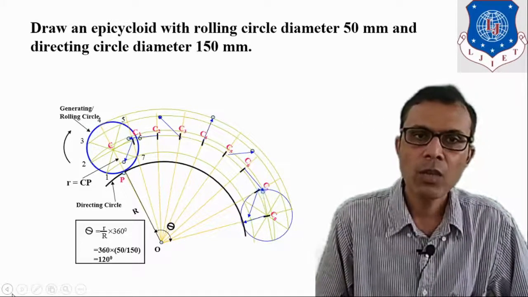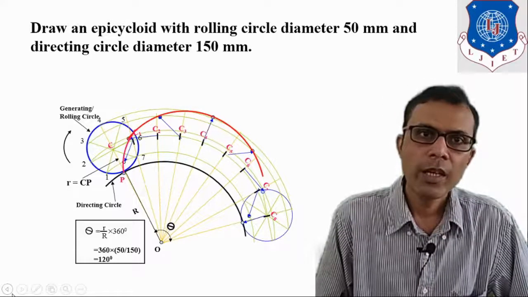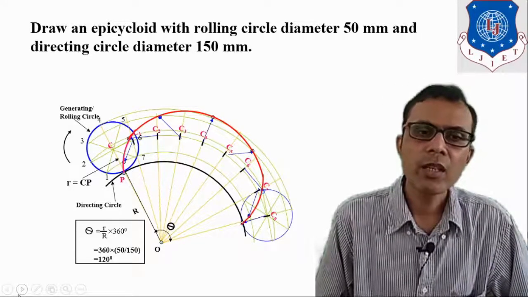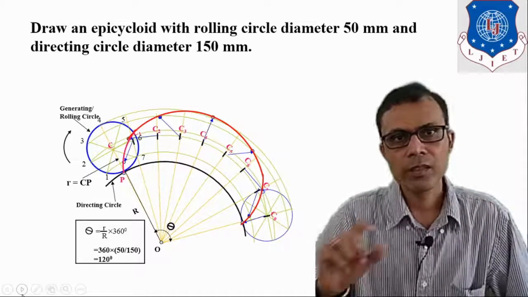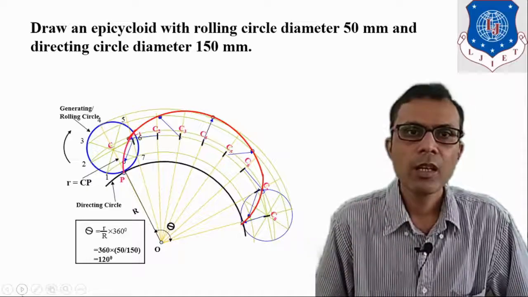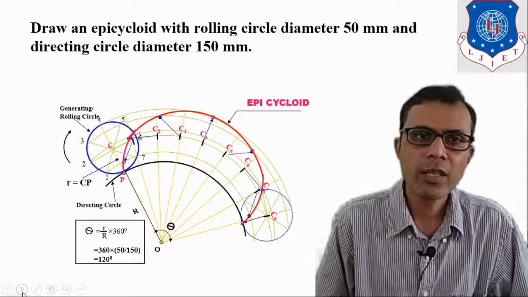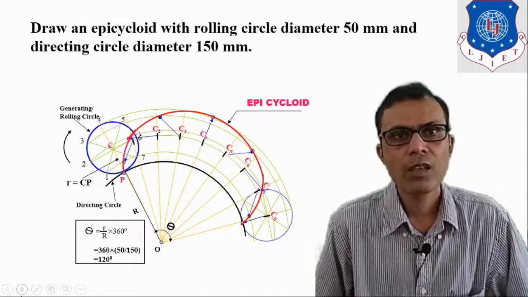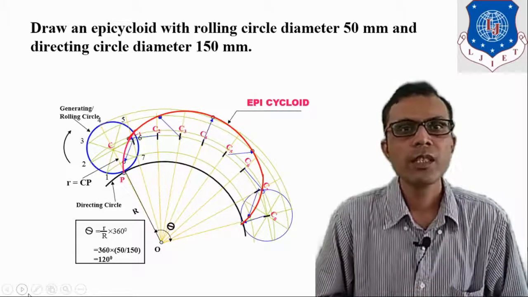Mark all these points, write down the notations also, and join all these points with a smooth freehand curve. That curve is known as epicycloid. So here the epicycloid is drawn. This is the complete procedure of how we can draw the epicycloid.